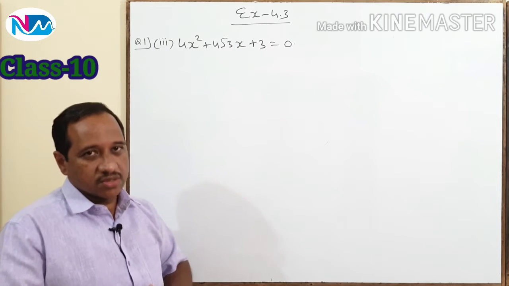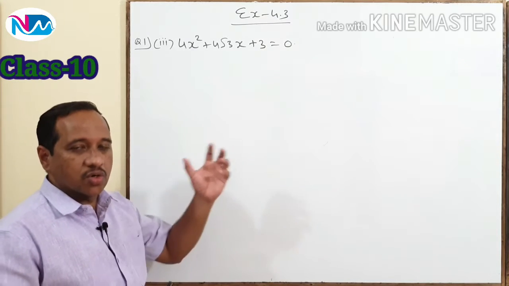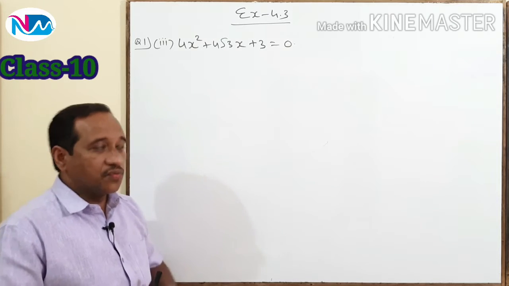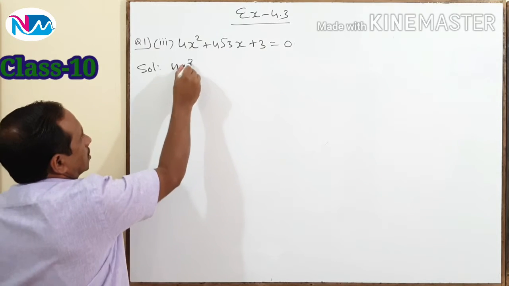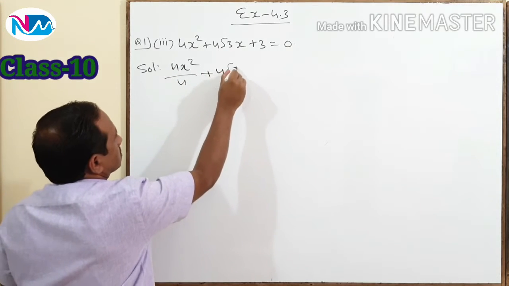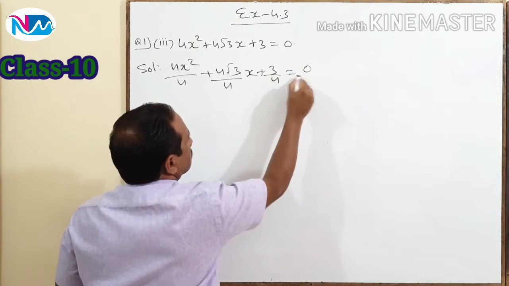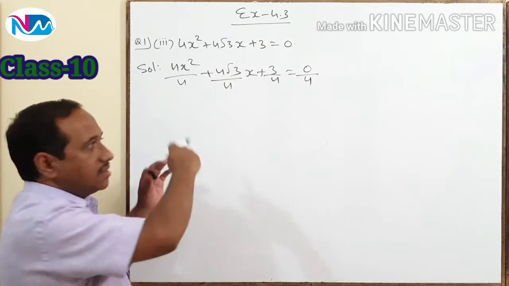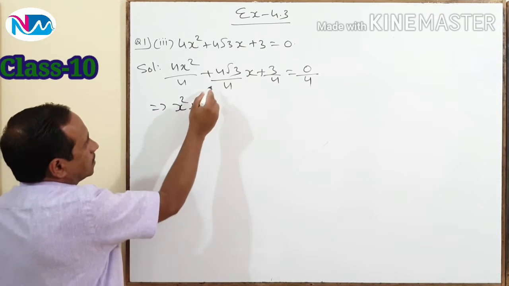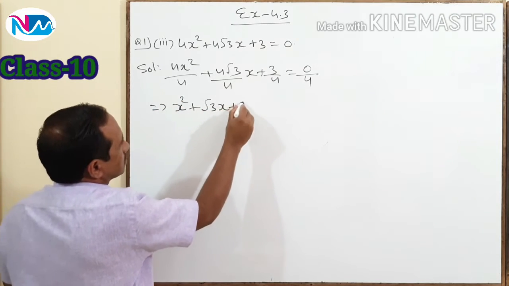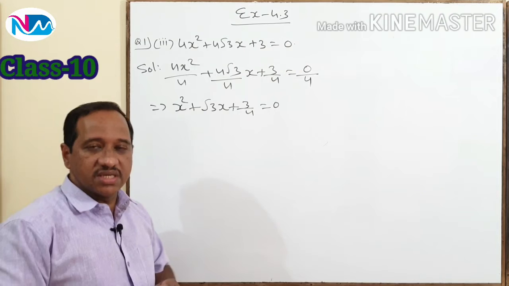To solve a quadratic equation by the method of completing the square, we have certain steps. The first step is to make the coefficient of x square equal to 1. For that, I will divide all the terms by 4 and hence we get 4x square by 4 plus 4 root 3x by 4 plus 3 by 4 is equal to 0 by 4. We are dividing LHS as well as RHS and hence we get x square plus root 3x plus 3 by 4 is equal to 0. So here the coefficient of x square is equal to 1.